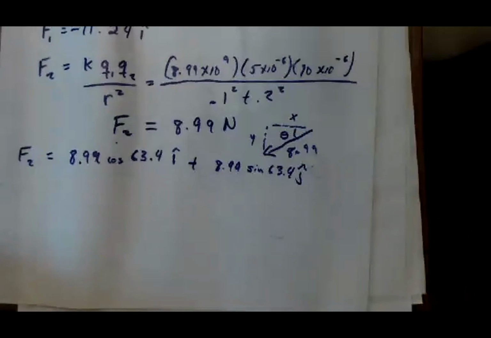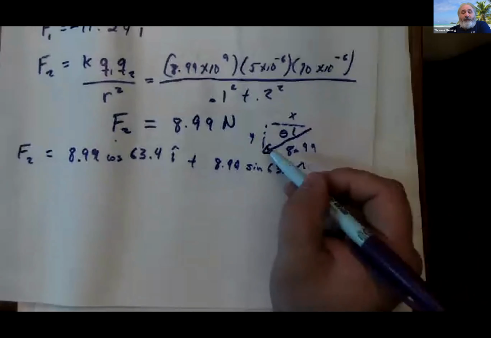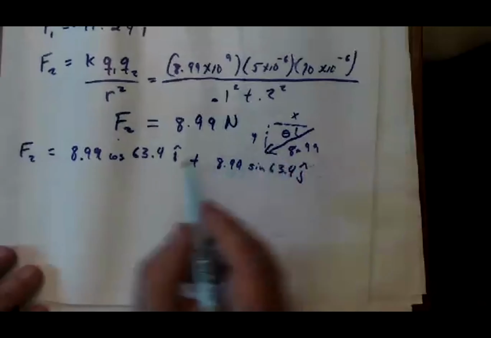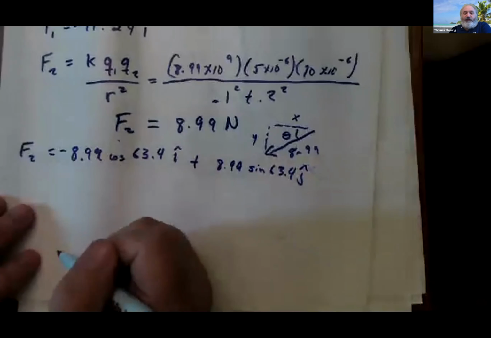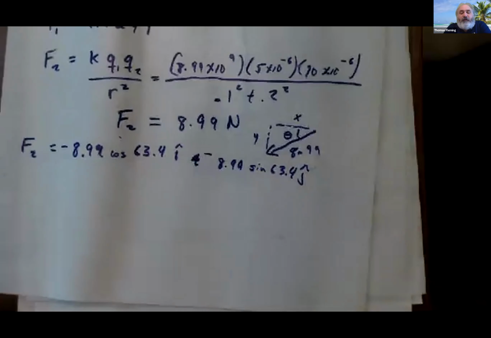Are you supposed to reverse sine and cosine? No, not that, not that. This force is to the left and down, right? Mm-hmm. So the I-hat part is negative because it's to the left, and the J-hat part is negative because it's down. So I had to make them both negative.